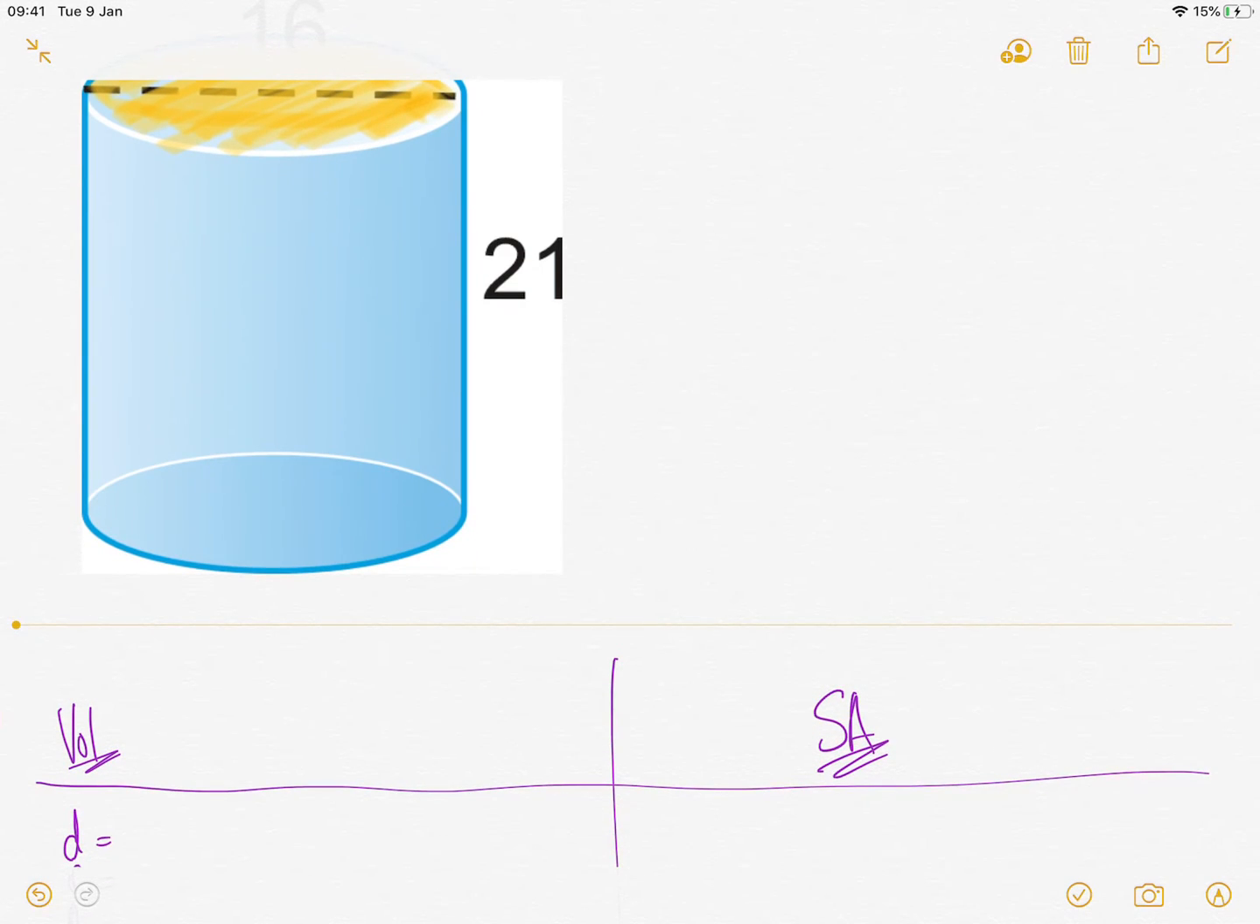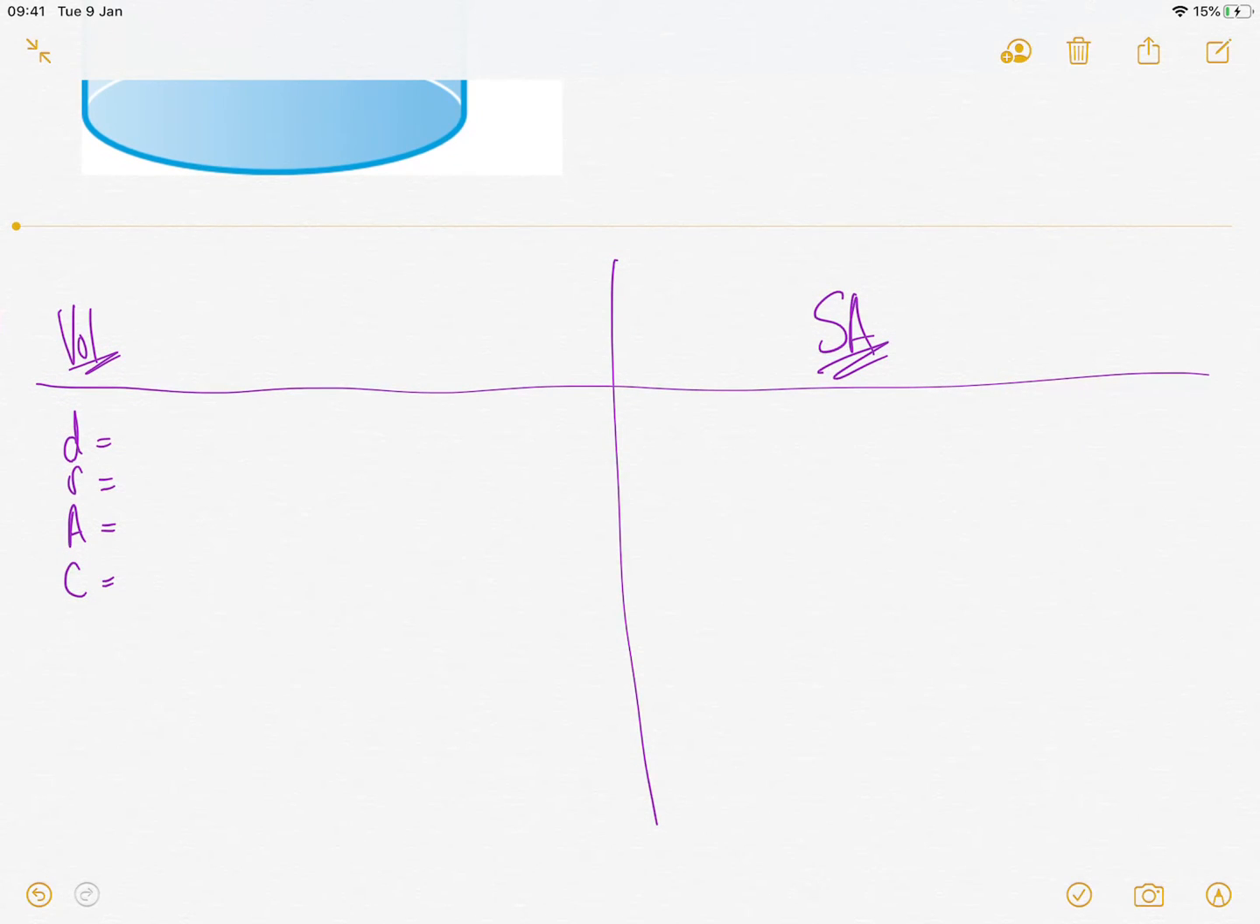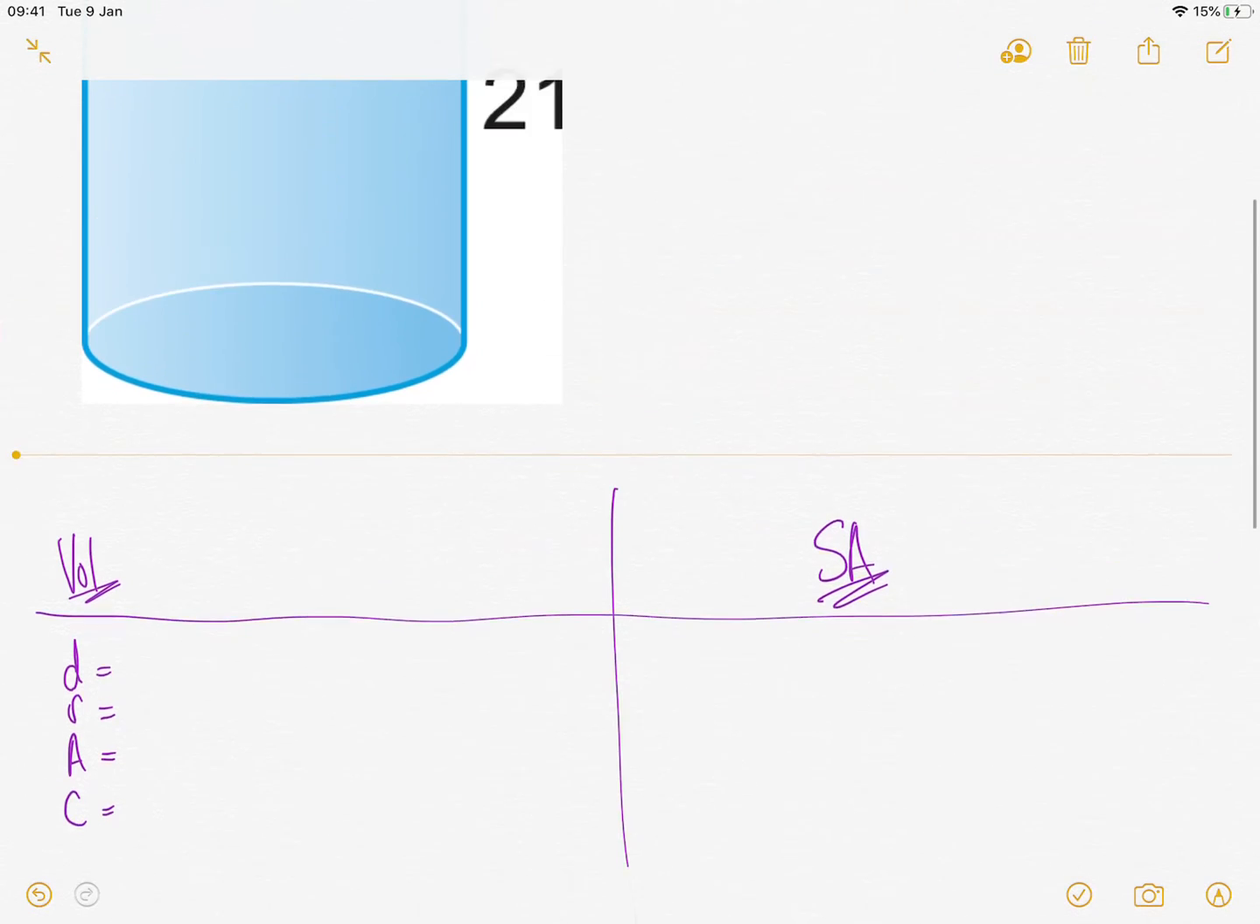This is just a bit of a revision. And then I think tomorrow I'll set you a Maths Watch task with some volume and surface area questions. And then the next day, I'm going to do some GCSE questions with you.